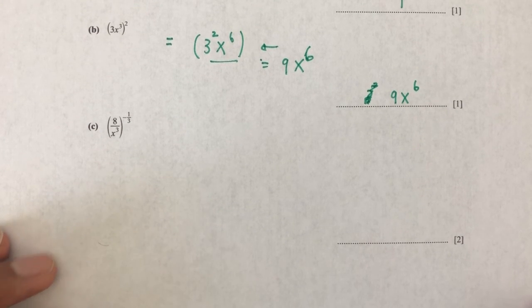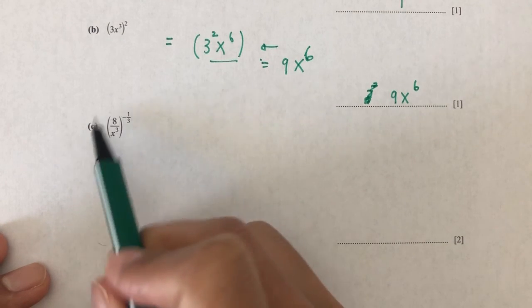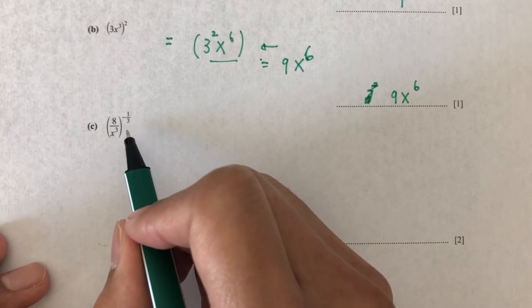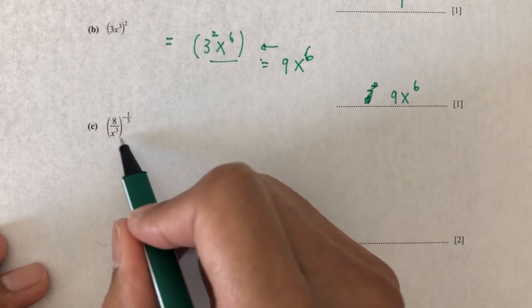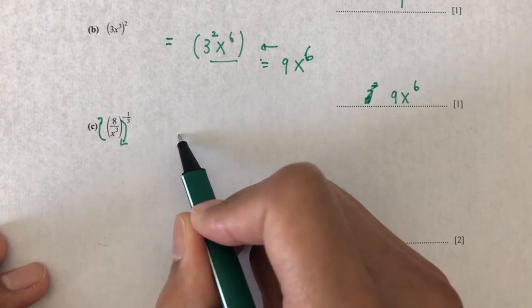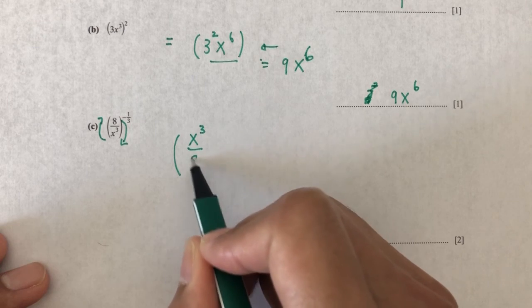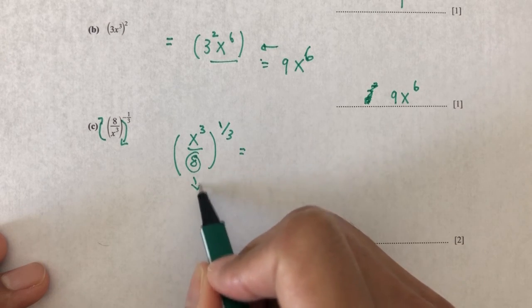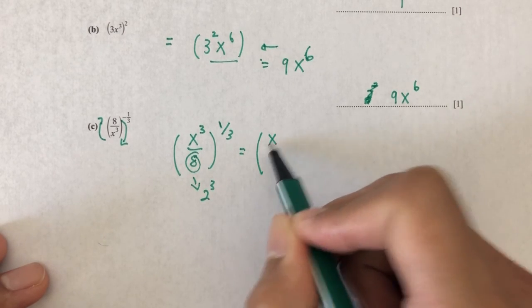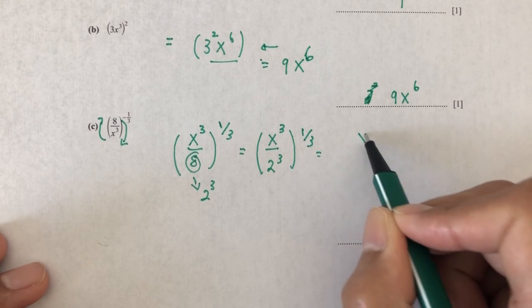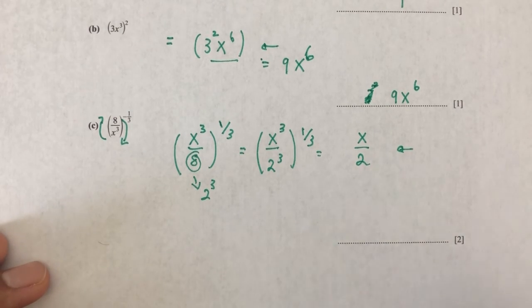So now part C, we have 8 over x cubed in brackets, to the power of minus 1 over 3. Since the power is negative, we can convert that to positive. The way we do this is we take the denominator and bring it up, and we take the numerator and bring it down. So it becomes x cubed over 8 to the positive 1 over 3. So now we can simplify. We know that 8 is 2 cubed, and 2 cubed to the power of 1 over 3 becomes 2, and x cubed to the power of 1 over 3 becomes x. So x over 2 is your answer for part C, which is x divided by 2.